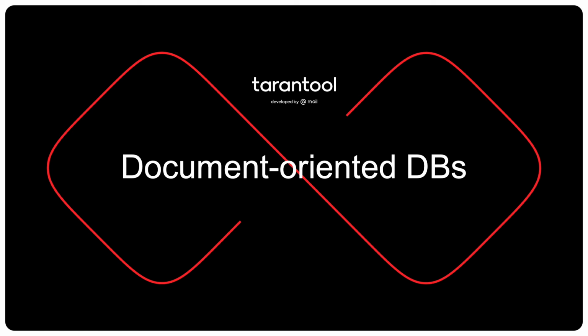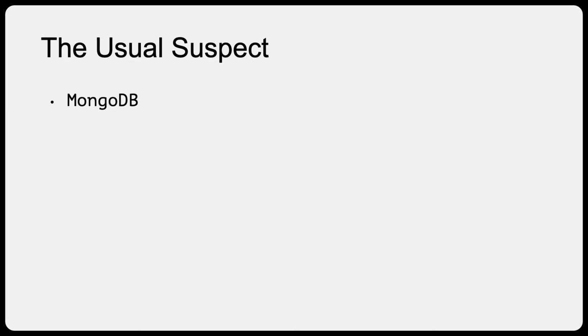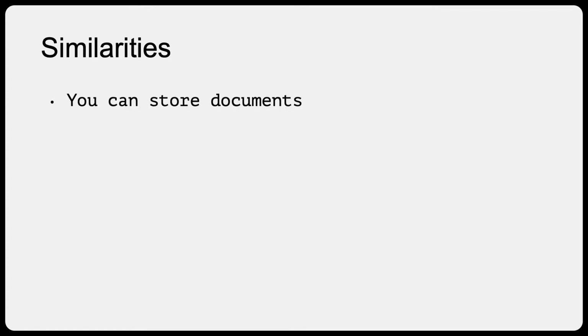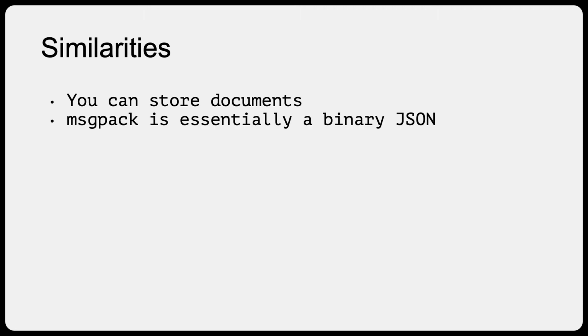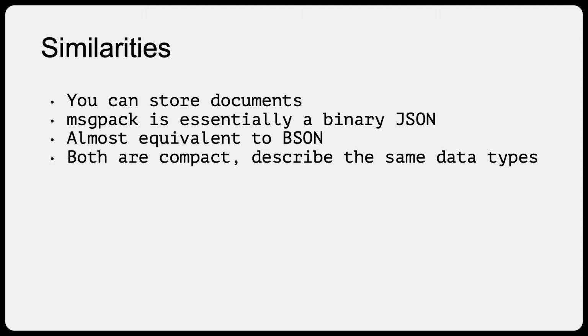In category number 4, we have document-oriented databases. The best example is MongoDB. You can store documents in Tarantool, yes. And therefore we can say that Tarantool is a document-oriented database in its own way. The internal storage format of Tarantool is MessagePack. This is essentially a binary JSON. It is almost equivalent to the format used in MongoDB, BSON. Both of them are very compact.